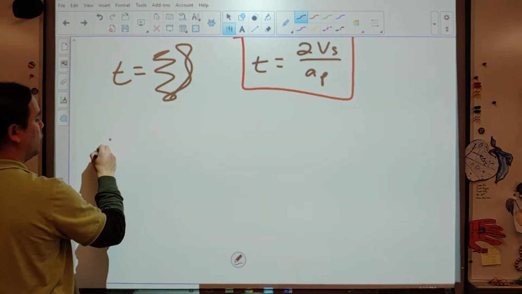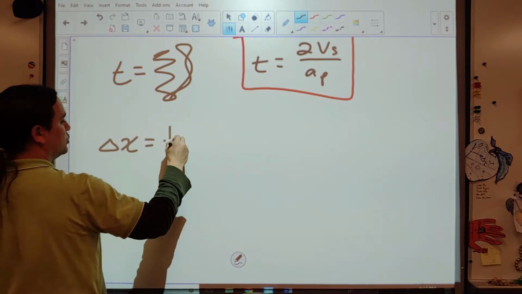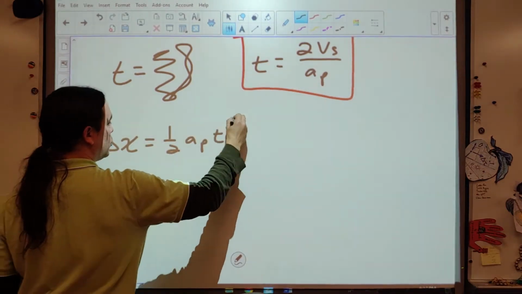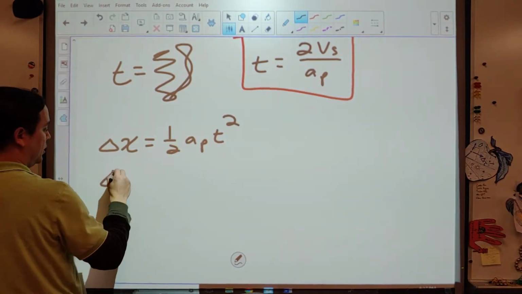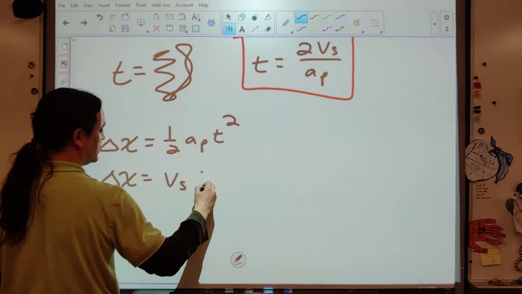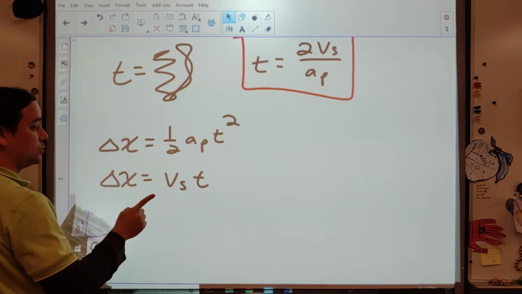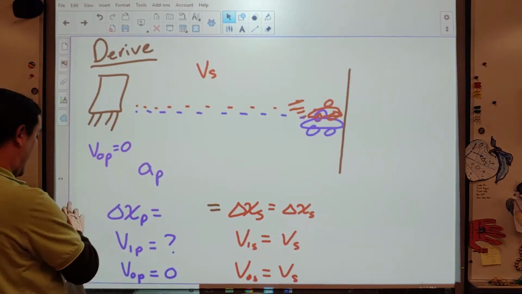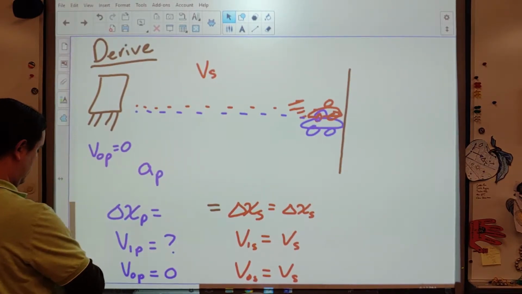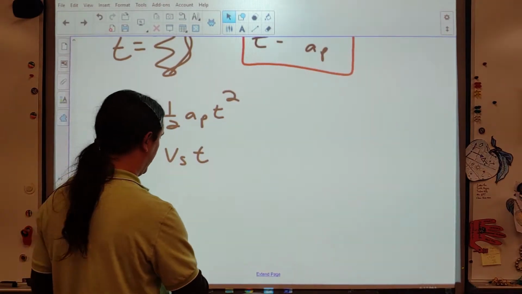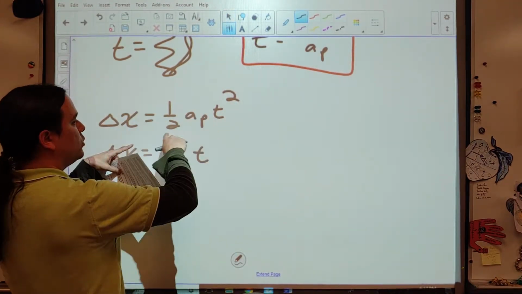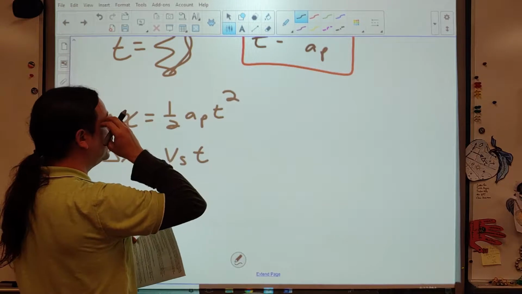I'm going to go back to what we had looked at before. We had delta x equals 1/2 ap t squared, and we also had that delta x was equal to vs times t. This time I want to solve for delta x instead, so there's something else that I can do. I'm going to move these around a little bit. I'm going to solve for t instead.